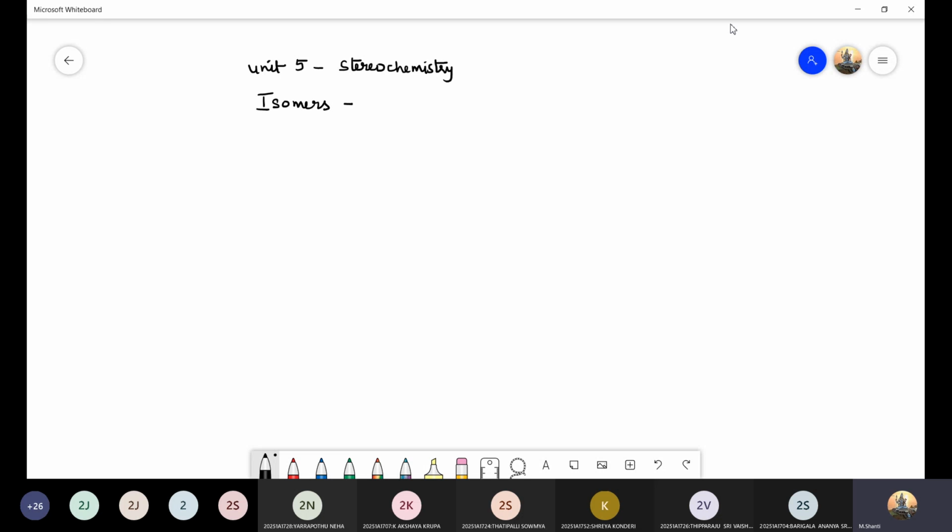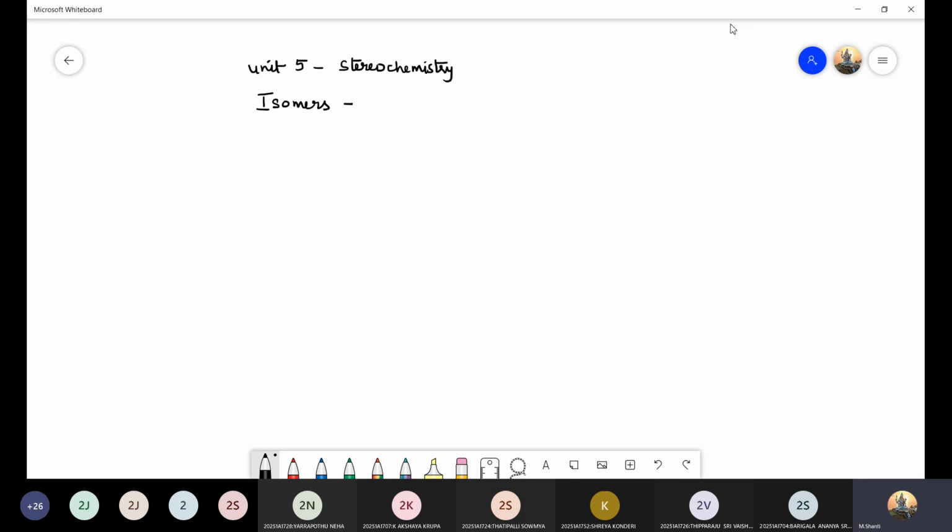Anyhow, aspirin synthesis is there in the laboratory, but we are not conducting any experiments right now for you. But otherwise, aspirin synthesis is there as a part of your lab. Okay, so these are the things you would like to learn in this unit 5, stereochemistry.